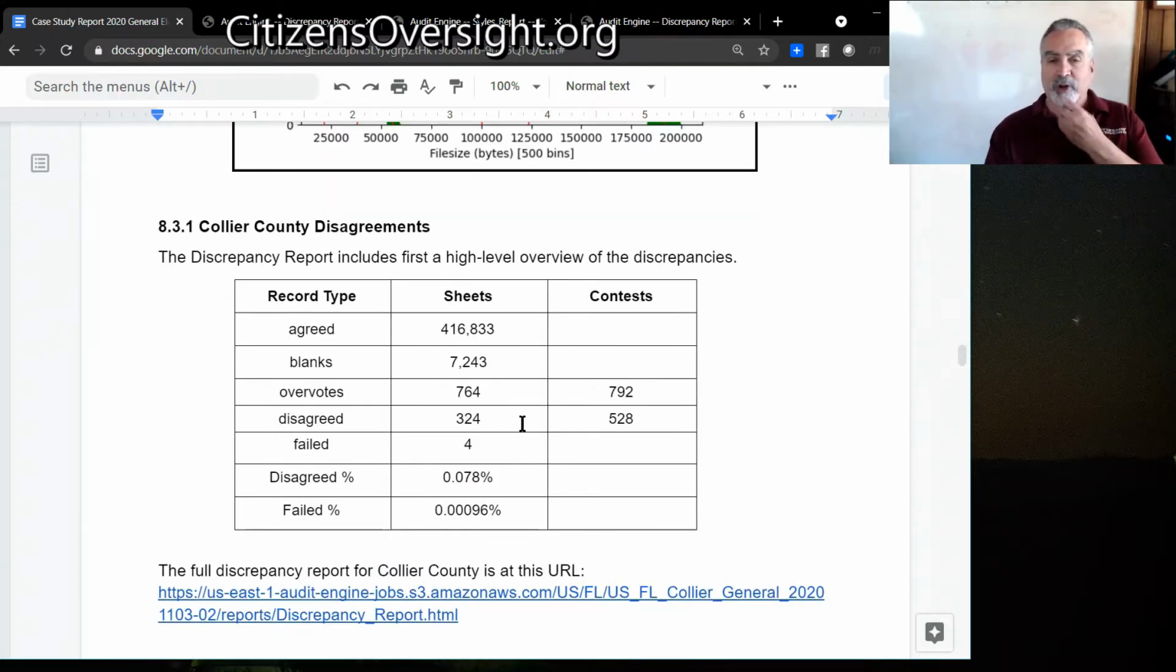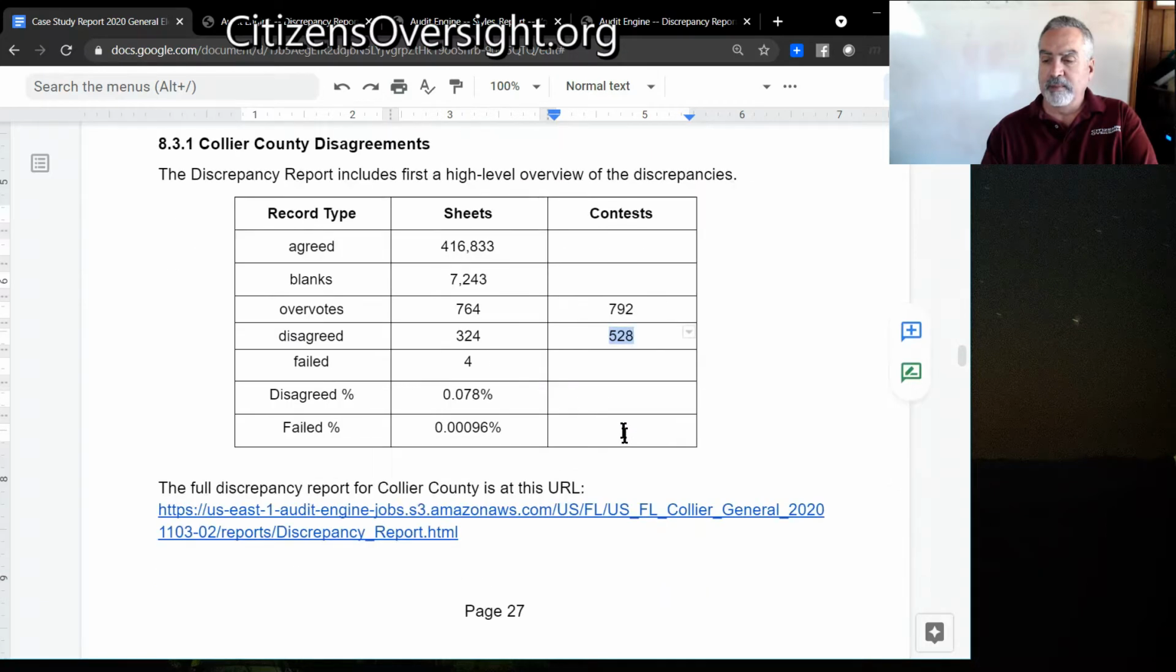And then for Collier, we ran this all the way through to the end. We had 324 sheets that had some disagreements on them, and 528 contests. It turns out that some of them were due to stretching. We had 4 that definitely failed due to really bad stretching, but there were some others in here that were stretched.